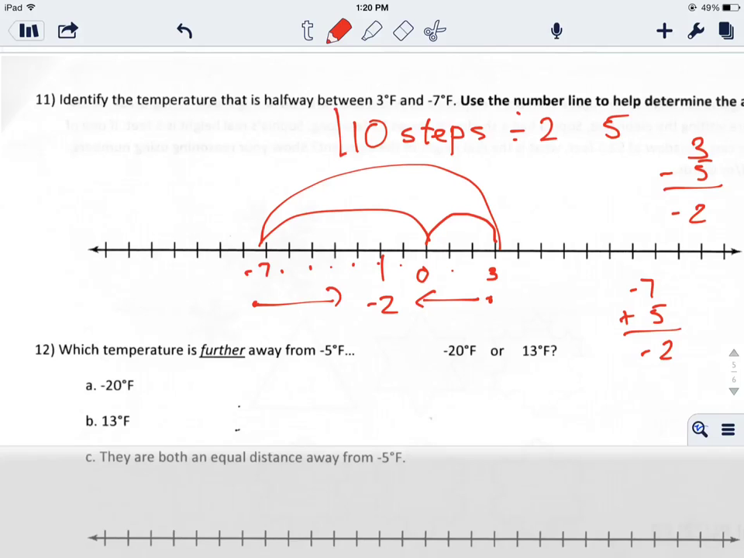So find out how many steps there are. If you're asked to find out what's the midpoint, you divide it exactly in half. And then you can move to the left halfway, or you can move to the right halfway, and you'll get to the correct spot.